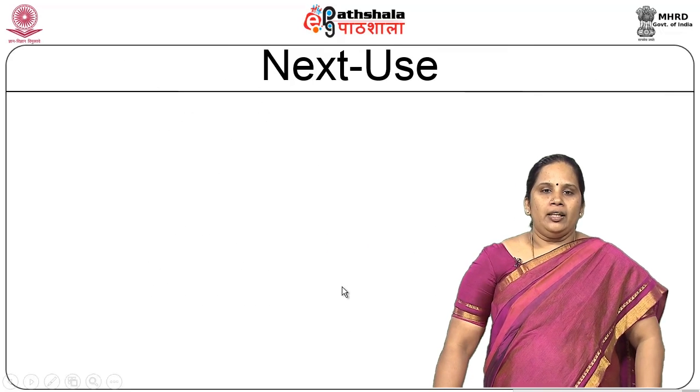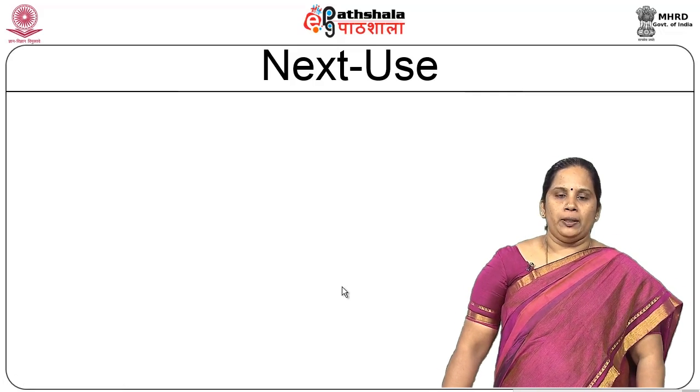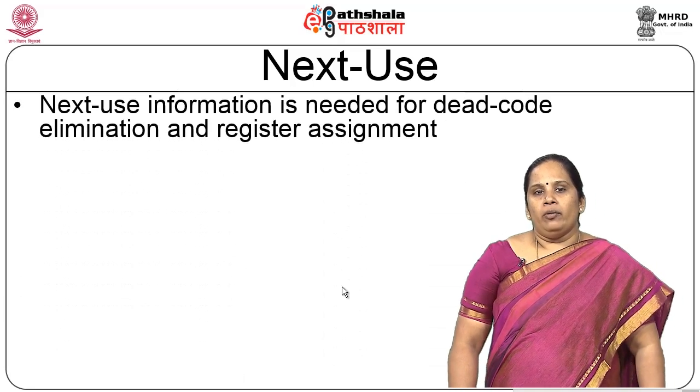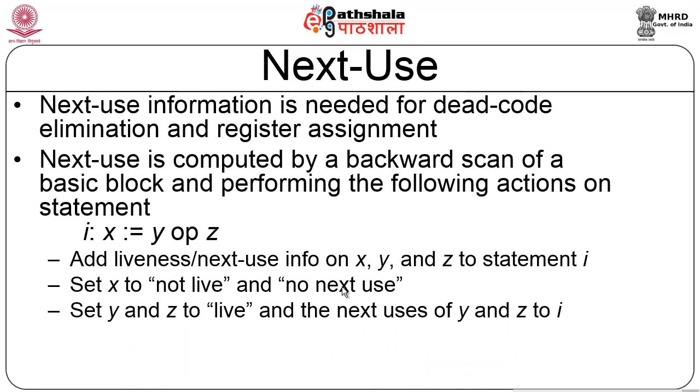Then after that, we come to an important topic called next use information. This is needed for dead code elimination and for register assignment. It is computed by a backward scan of a basic block, performing the following actions on every statement. So, you start from the last basic block's last statement and move all the way up to the first statement of the first basic block.